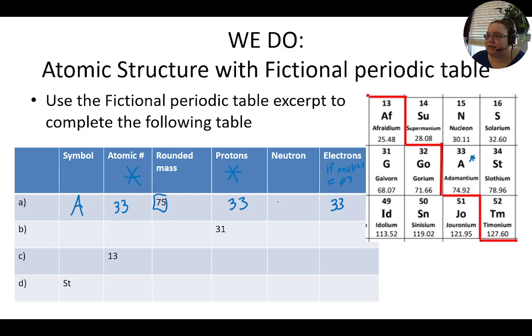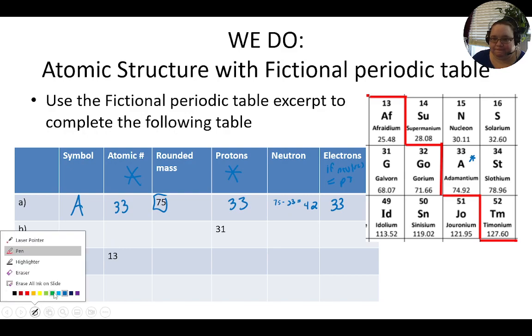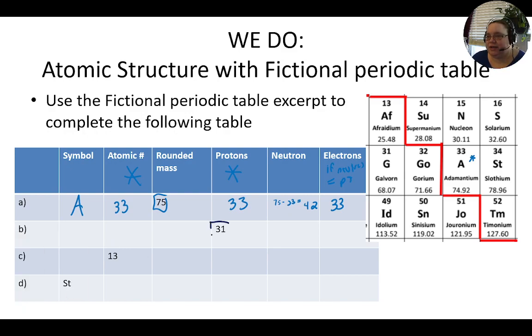So my neutrons, I'm going to take 75 minus 33, which gives me 42 if my mental math is correct. Looking at the second one, protons is 31. That means it is element number 31, so its symbol is Ga. Its atomic number is 31. Its mass, 68.0, rounds to 68. Neutrons: I take 68 minus 31, which equals 37. And electrons equal protons because it is neutral.